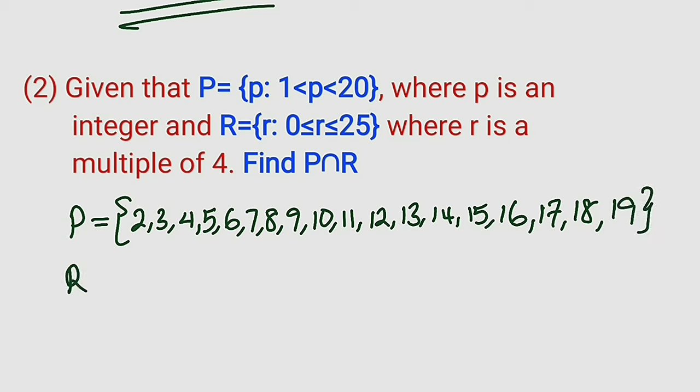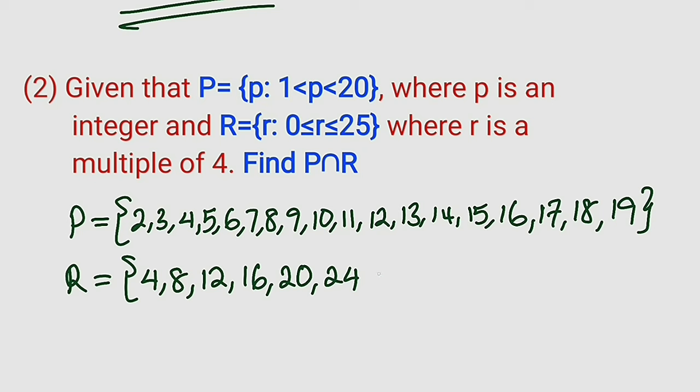And R, which is a multiple of 4. What are the multiples of 4? We have 4 itself, plus 4 we have 8, plus 4 we have 12, we have 16, we have 20, we have 24. You keep on adding 4, but they set from 0 down to 25, therefore we have to stop here, because the moment you add 4 here, you have 28, which is greater than 25.